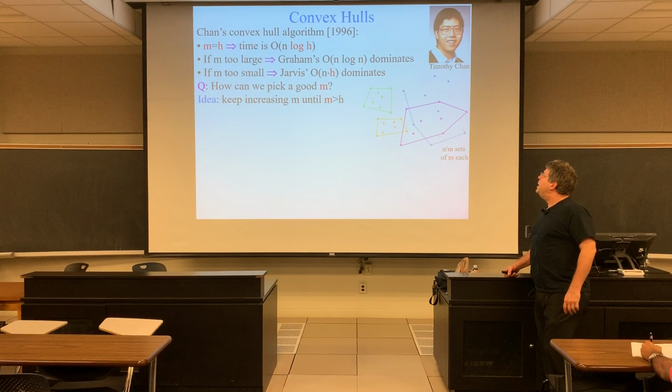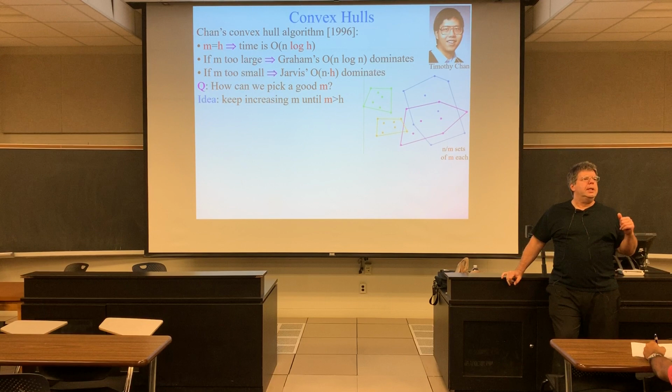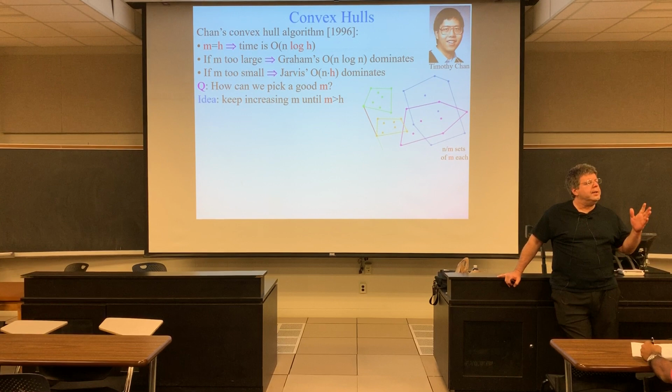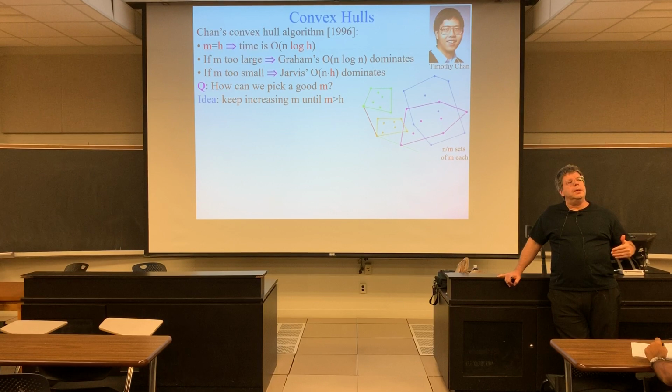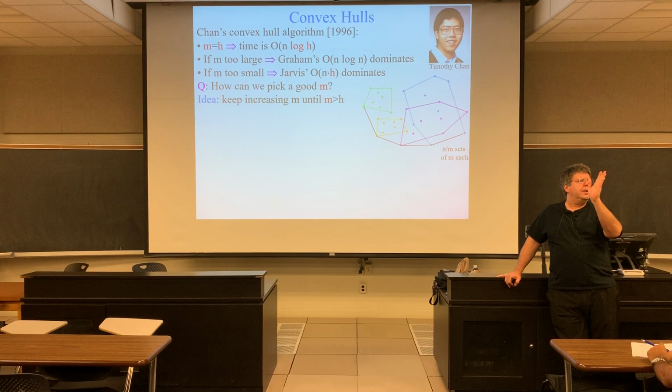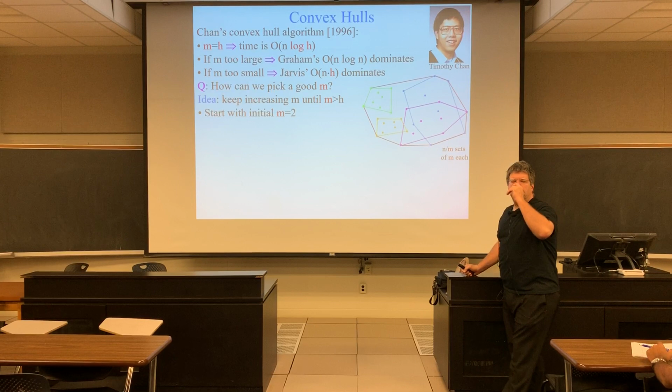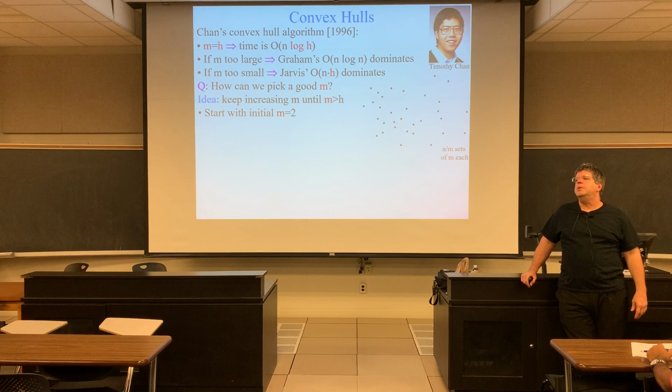Keep increasing m until it exceeds h. In other words, first try something very small, m equal to 1. And then something a little larger and a little larger. And keep doing this. And remember, m is the number of points in the convex hull. So the Jarvis march, after m steps, will stop. We'll abort it at each level of guessing. So start with, say, small m, like make it equal to 2. 1 is kind of trivial because it's one group. You know, you're not going to do that. So start with 2.